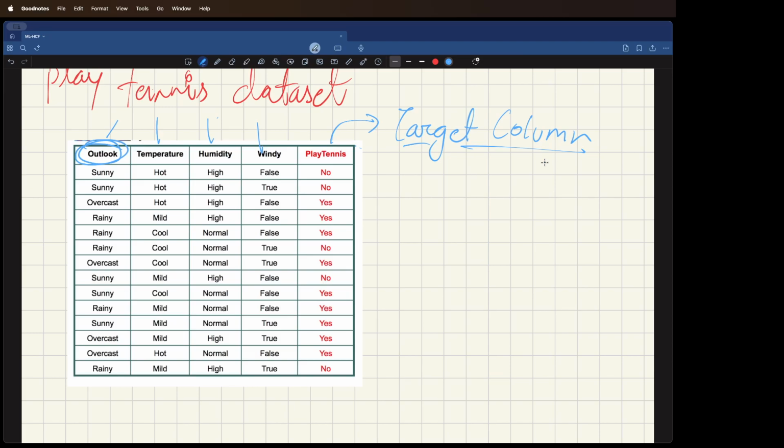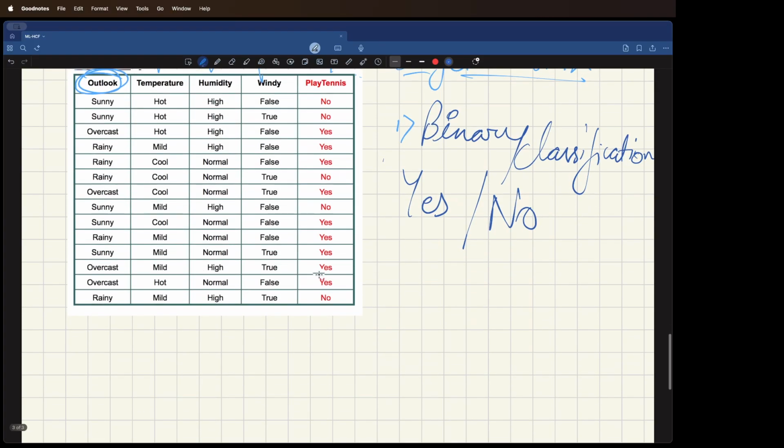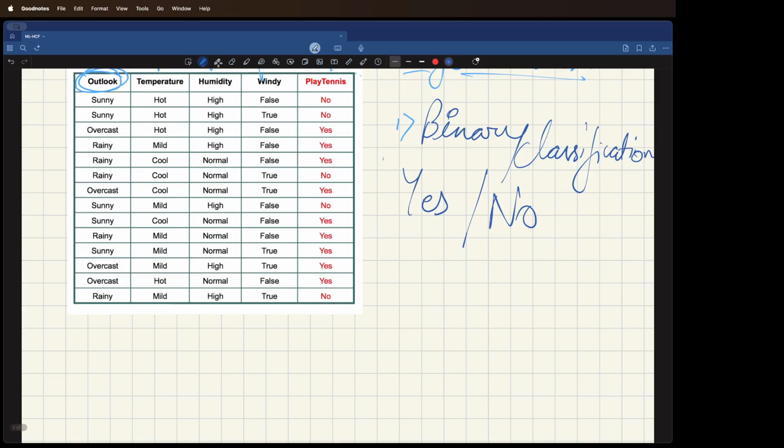So this is the data set where that player, based on these days, like conditions, outlook, temperature, humidity, the outside environment, did he go to play tennis? No, yes, no, yes. So we can see that there is one condition: this is binary classification. In binary classification, what are we having? Yes and no.